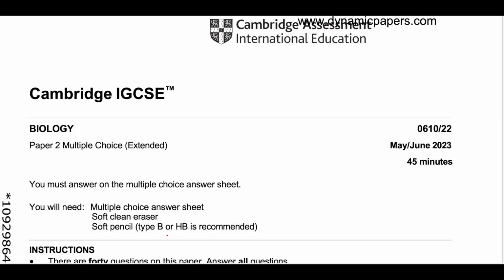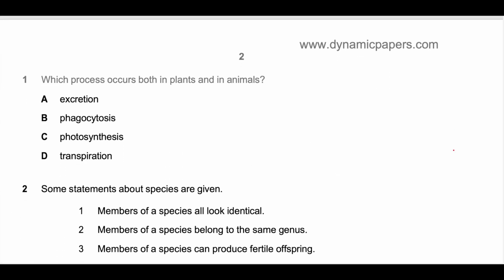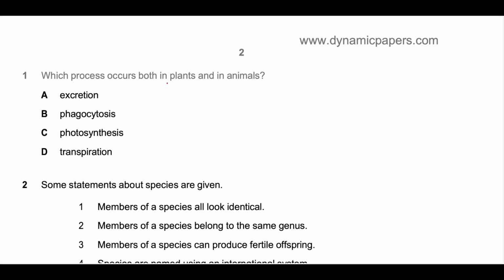Hi guys, today we will be doing paper 2 variant 2 May-June 2023. Let's start with the first question. Which process occurs both in plants and in animals?